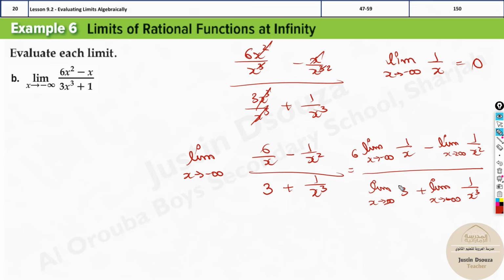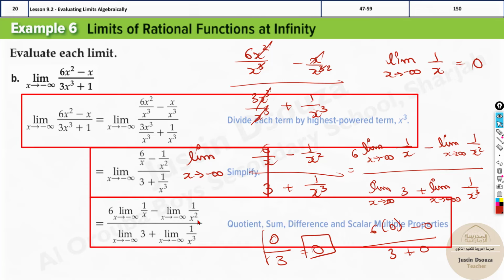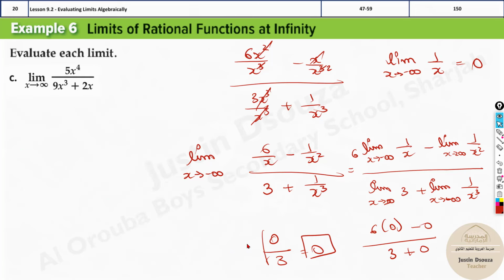So this is the thing. And now you substitute everything over here and you get all these zeros, right? So it will be 6 times 0 because 1 by infinity is 0. Even 1 by infinity squared, like x squared, is also 0. Minus 0, divided by 3 plus 0. So it becomes 0 minus 0, divided by 3. The answer is 0. This is the final answer. Don't think it's infinity because we have a number in the denominator. 0 divided by 3 will be 0. That's it, that's the answer.